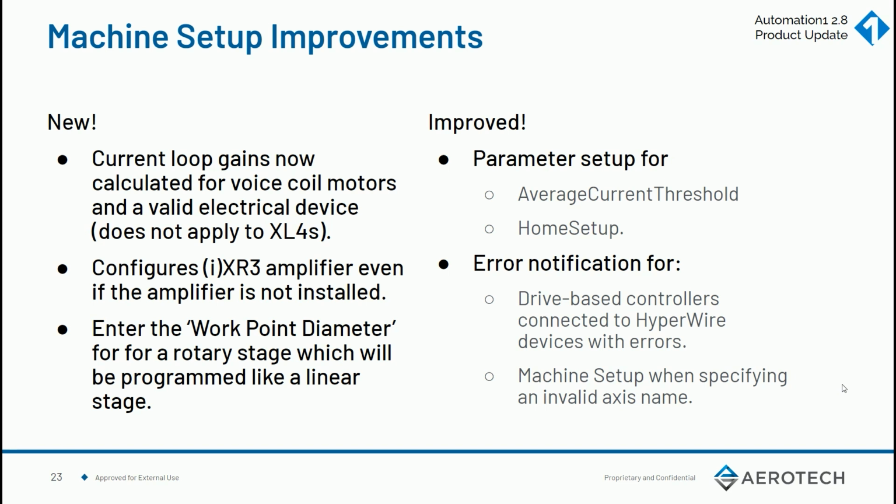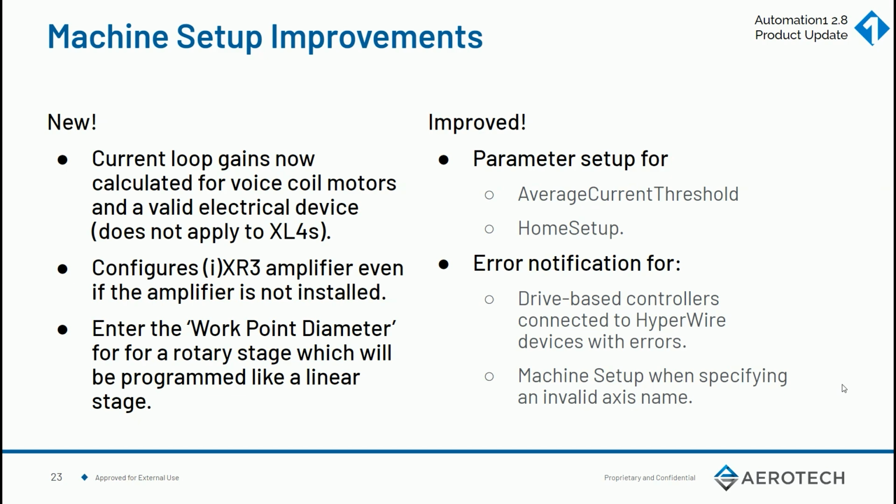We made some improvements in machine setup. Some new stuff here is that current loop gains are now calculated for voice coil motors and a valid electrical device. That does not apply to the XL4S. The reason is the XL4S does not have parameters for its current loop. It is an analog current loop that is specified by real circuit components. But for other drives where you can actually set values in the digital current loop, machine setup does that for you. It also configures IXR3 and XR3 amplifiers even if the amplifier is not installed. The caveat here is that a control card must be installed for that access.